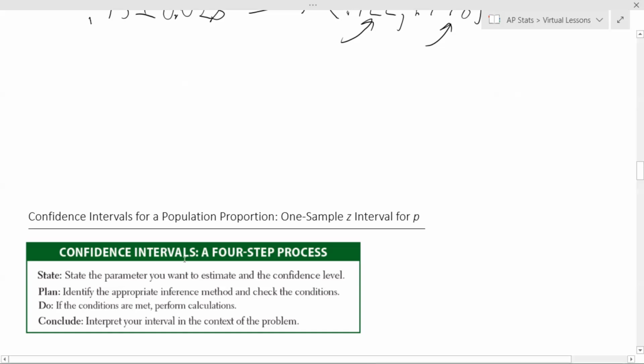State the parameter you want to estimate and the confidence level. Plan. Identify the appropriate inference method and check the conditions. Do. If the conditions are met, you perform the calculations. And then conclude. Interpret your interval in the context of the problem.